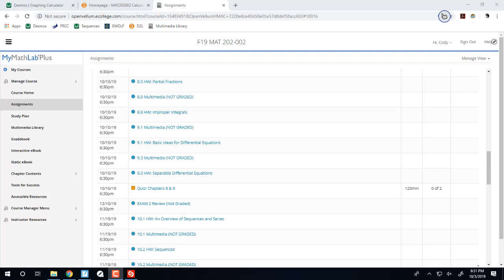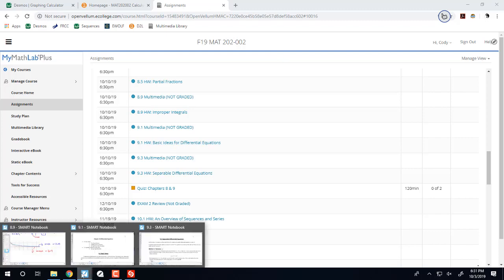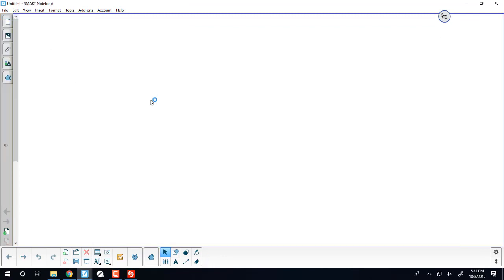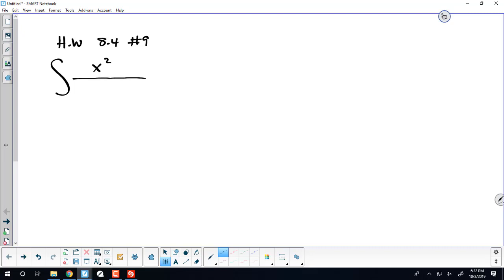Yeah, I've got one. I'm struggling with 8.4, number 9. I have the question, if you just want to look for it. Homework 8.4, number 9. So it's the integral of x squared divided by the square root of 16 plus x squared.